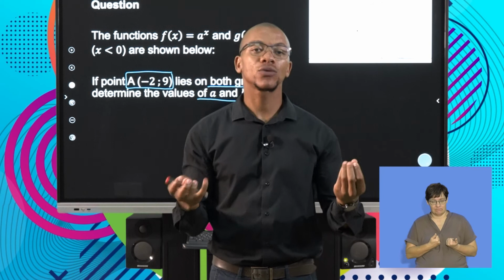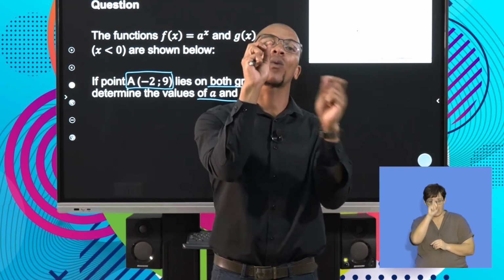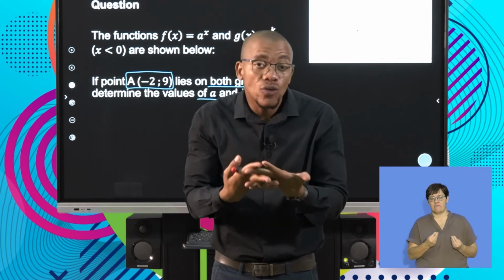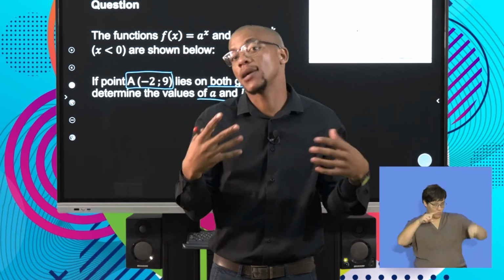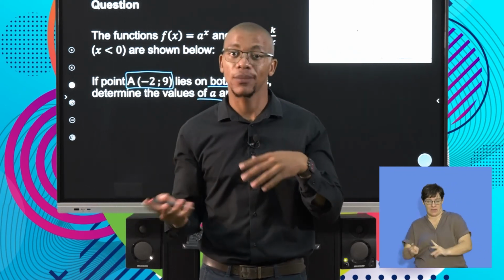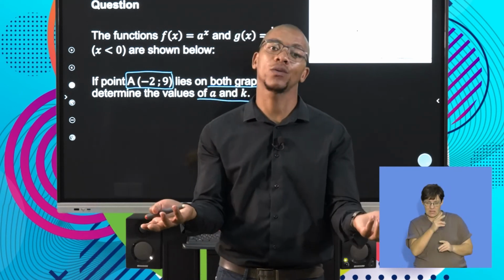So what I can do is take that point, substitute it where x and y are, and see if I will have one unknown, which is the variable they want me to find. If not, then I will attempt another method. But for now, let's look at substituting and see if it will actually work.